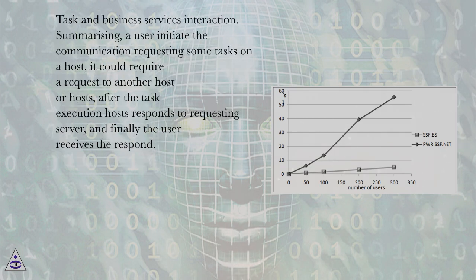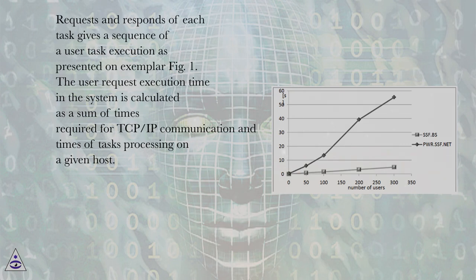Task and business services interaction. Summarizing, a user initiates the communication requesting some tasks on a host. It could require a request to another host or hosts. After the task execution, the host responds to the requesting server, and finally the user receives the response. Request and response of each task gives a sequence of a user task execution as presented on exemplar figure 1. The user request execution time in the system is calculated as a sum of times required for TCP/IP communication and times of task processing on a given host.